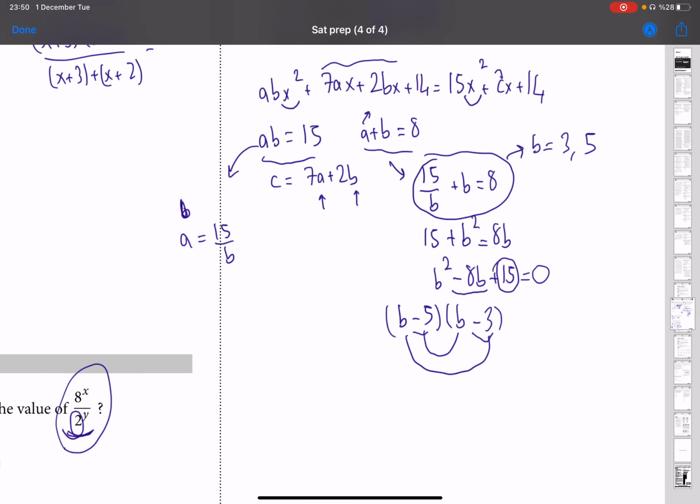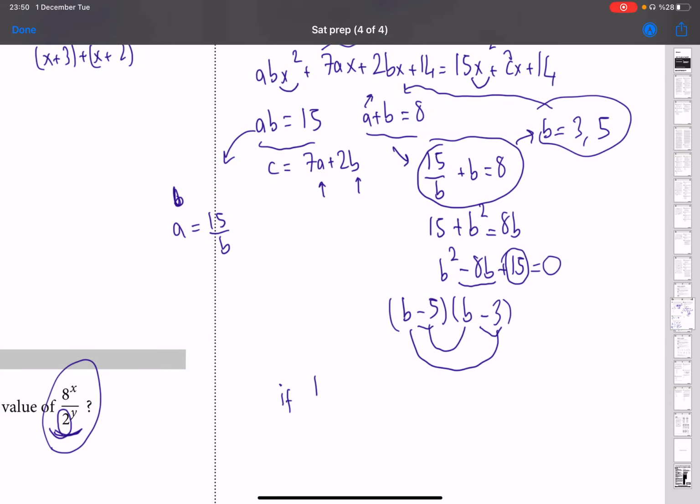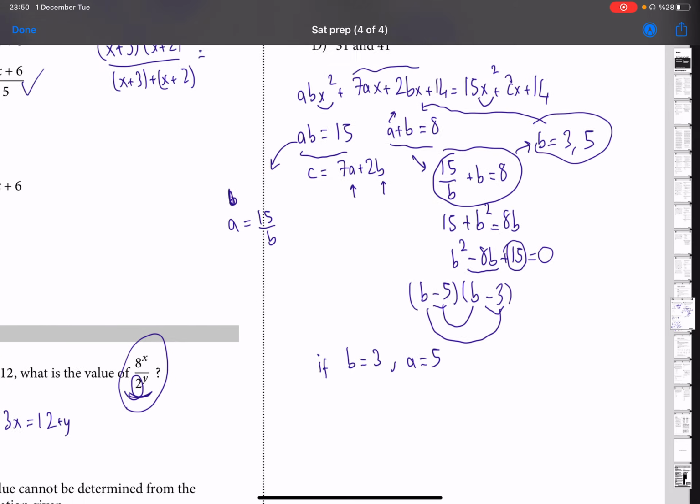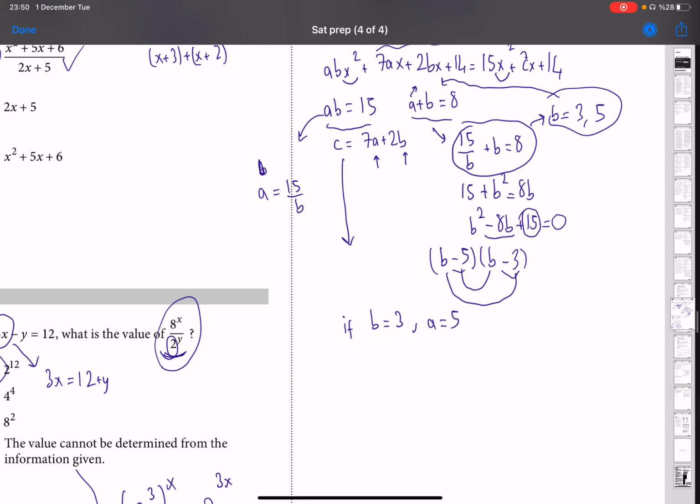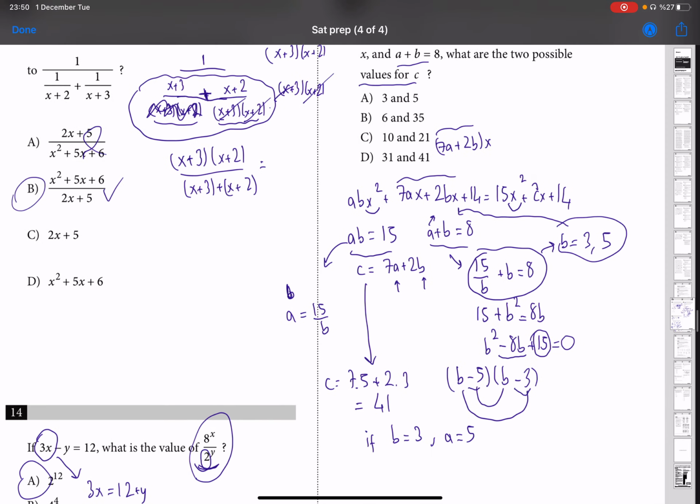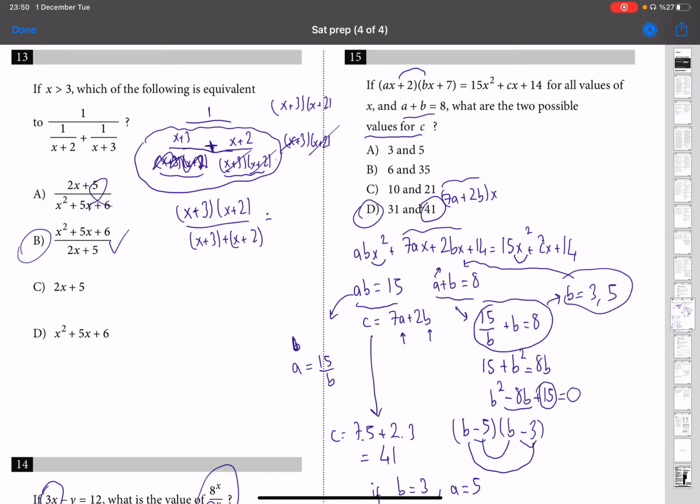So let's find a by substituting b values here. For example, if b is 3, a is 5. So let's find c then. C equals 7 times 5 plus 2 times 3. So this is 41. Let's check the choices. Okay, I only have one 41, so I do not have to find the other value satisfied by C.